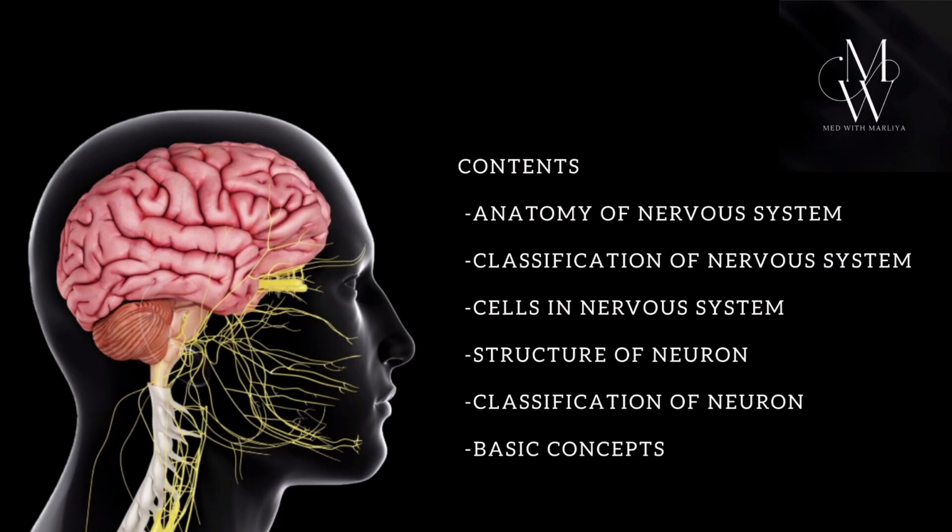In this video, we're going to talk about the anatomy of the nervous system, classification of the nervous system, cells in the nervous system, structure of neuron, classification of neuron, and some basic concepts regarding the nervous system.